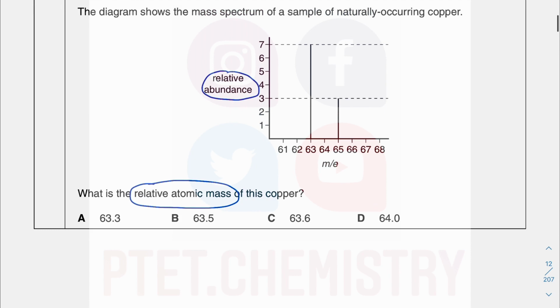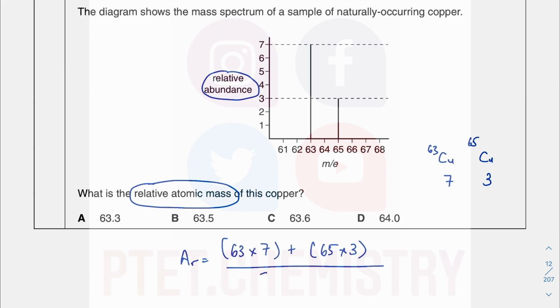So here essentially we have copper. We have copper 63 and we have copper 65. The relative abundance of 63 is 7. The relative abundance of 65 is 3. So the relative atomic mass is going to be the mass number times the relative abundance plus the mass number times the relative abundance, divided by the sum of the relative abundance.